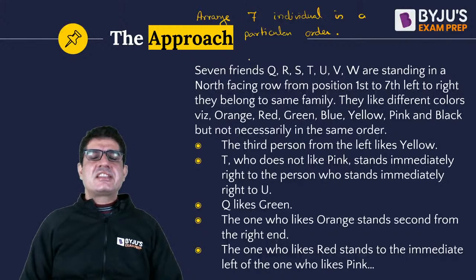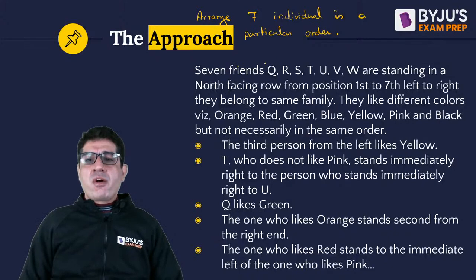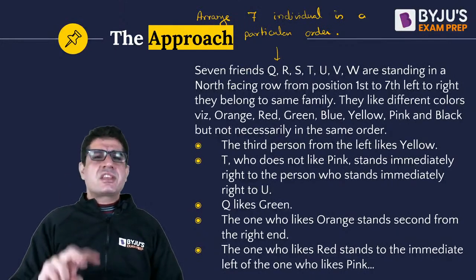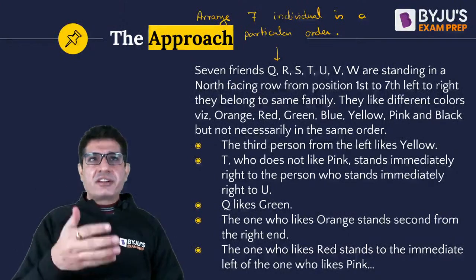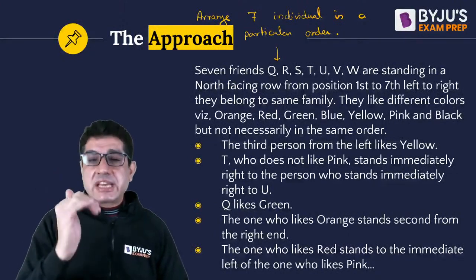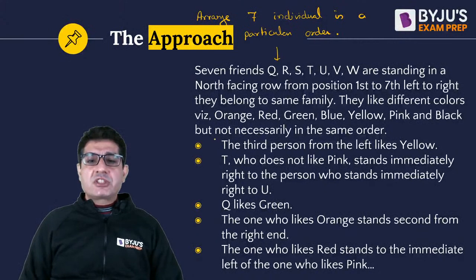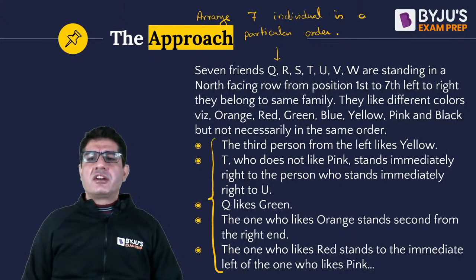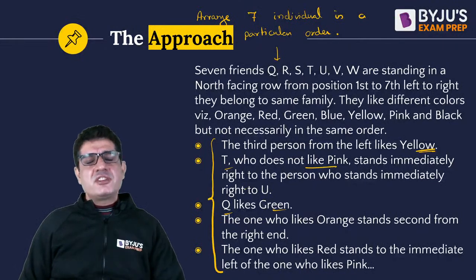So in a way, I'd say that Para Jumbles are pretty close to this question type. Why? The kind of thought process that you require for this question is also the thought process that you require for Para Jumbles. The only difference is, or in fact, let's say there are only 2 differences. Number one, instead of entities or objects, you are arranging some sentences. And number 2, in these questions, the clues are given to you explicitly. You are very clearly told things like third person from the left likes yellow, T does not like pink, Q likes green. So you are given these clues explicitly.